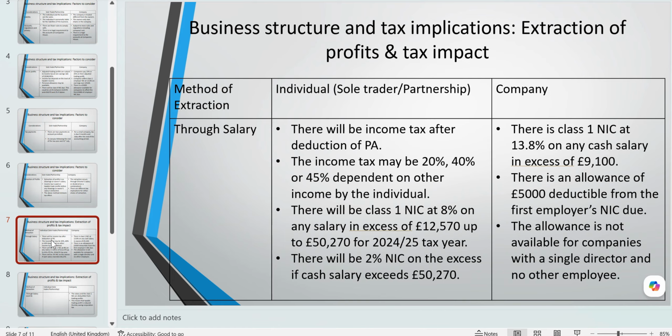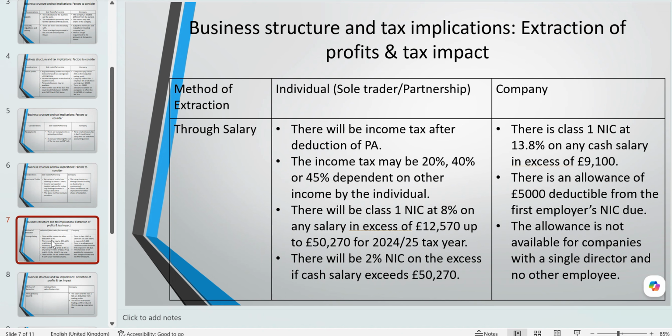There will be 2% national insurance contribution on the excess if cash salary exceeds 50,270. For a company, there is a class 1 national insurance contribution at 13.8% on any cash salary in excess of 9,100.